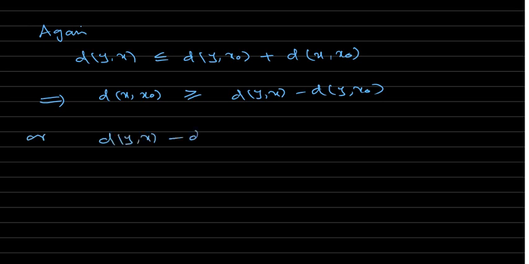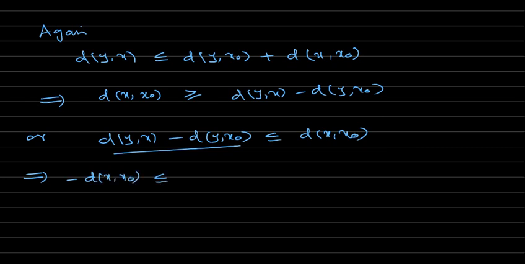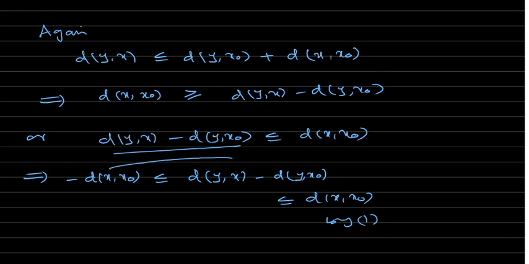Or you can say d(y, x) minus d(y, x0) is lesser equal to d(x, x0). But we know that minus d(x, x0) is lesser equal to d(y, x) minus d(y, x0), which is lesser equal to d(x, x0). This is by 1. So it's like this: minus epsilon less than some real number and less than epsilon. This means the mod of the number is less than epsilon. So epsilon is d(x, x0).